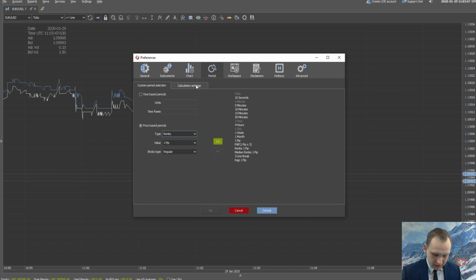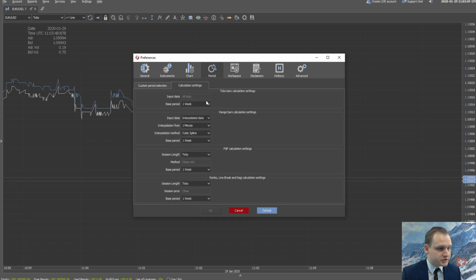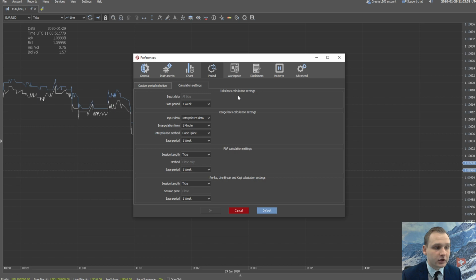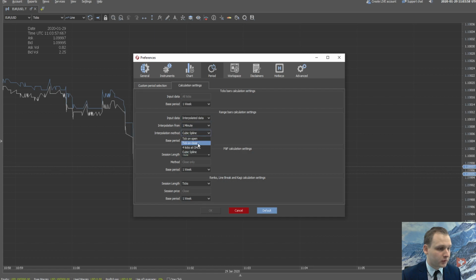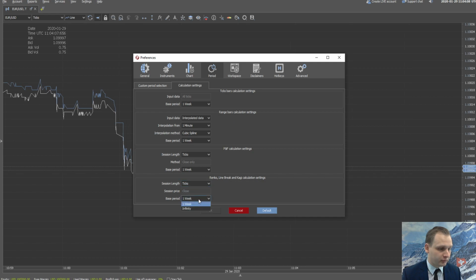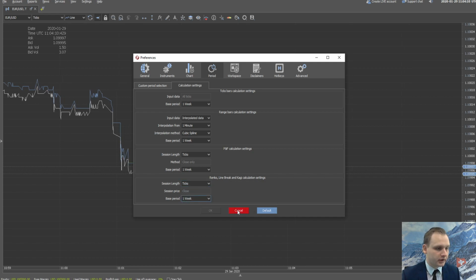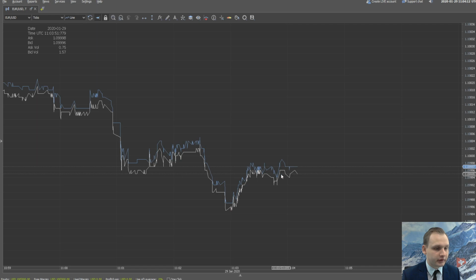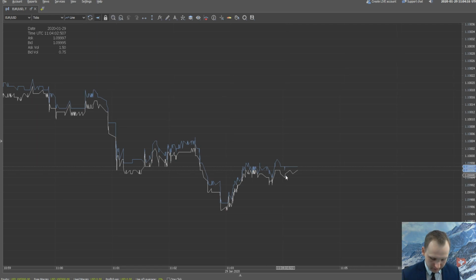And there's one more thing there, calculation settings. How tick bars are calculated, base periods, and range bars calculations. This one is the most detailed that you can set up, I think, from the ones. Then you got PNF calculation settings, and Renko, line break, and Kagi calculation settings, session length, and base period. It's quite rare that you can find these things on platforms unless you have someone developing it for yourself.